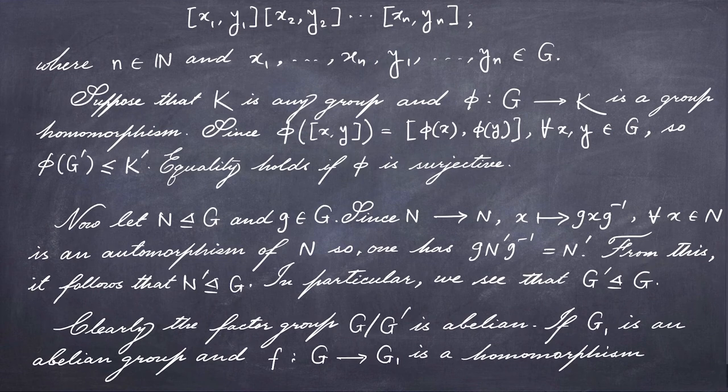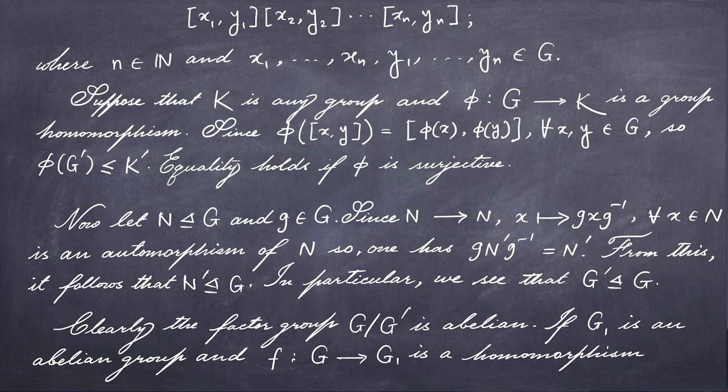Next we observe that if K is any group, and phi is a homomorphism from G to K, then the image of the commutator x, y under phi will be the commutator of their corresponding images, phi x and phi y. This holds for any x and y in G. So under any group homomorphism, the commutators of G go to commutators of K. That is, the image of G prime under phi is a subgroup of K prime.